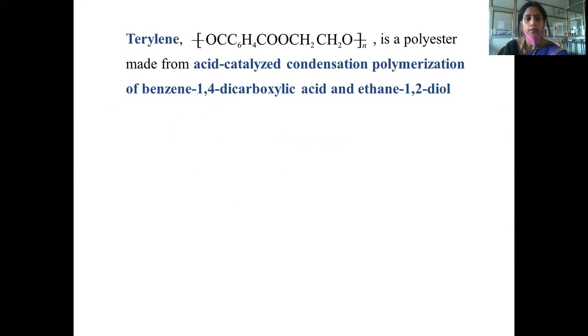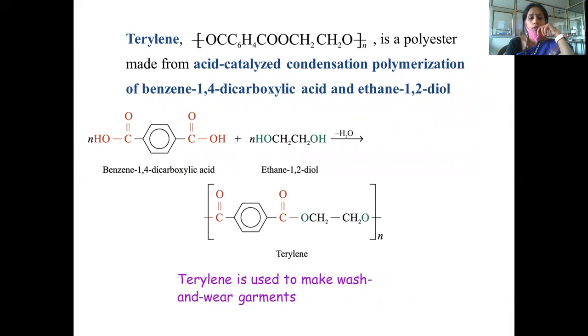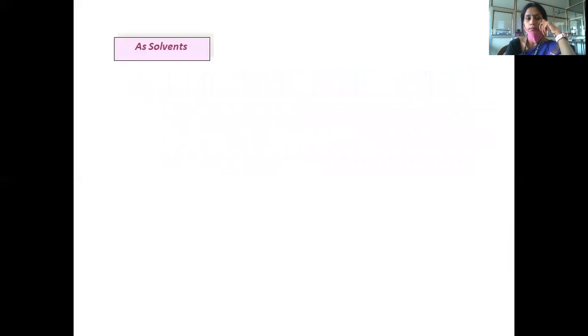You can see. Then terylene is another polymer. It is a polyester, so it is a polymer of ester, and it is formed by acid condensation of benzene 1,4-dioic acid and ethene 1,2-diol. It is used to make wash and wear garments.